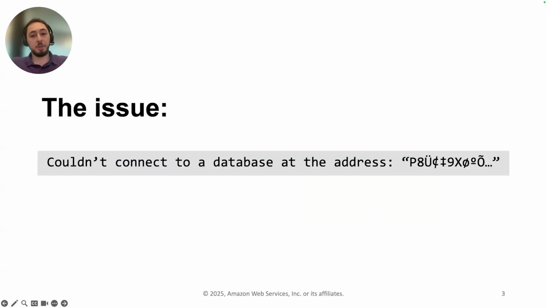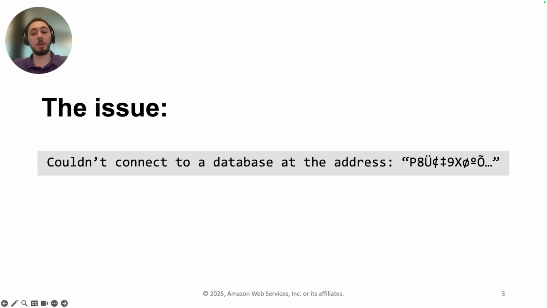So the symptom of the issue was the following. This is a line from a log. After running for some time, DMS was unexpectedly unable to connect to a database, and it was logging that it was trying to connect at some gibberish address. And this was not deterministic. It would happen intermittently, pretty hard to catch, and it would happen once every 10 to 20 runs for a specific customer, or maybe after a couple of hours.